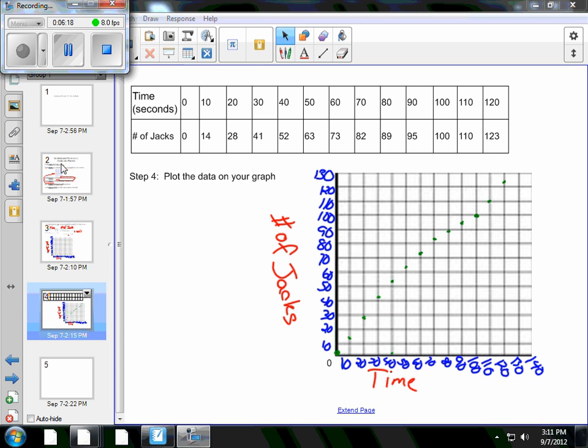All right, so this is what your graph should look like. These are all the plotted points from this information right above here. And that's essentially what the basics of this lesson are, being able to plot your data on a coordinate graph. Again, that's all we need to learn for today.